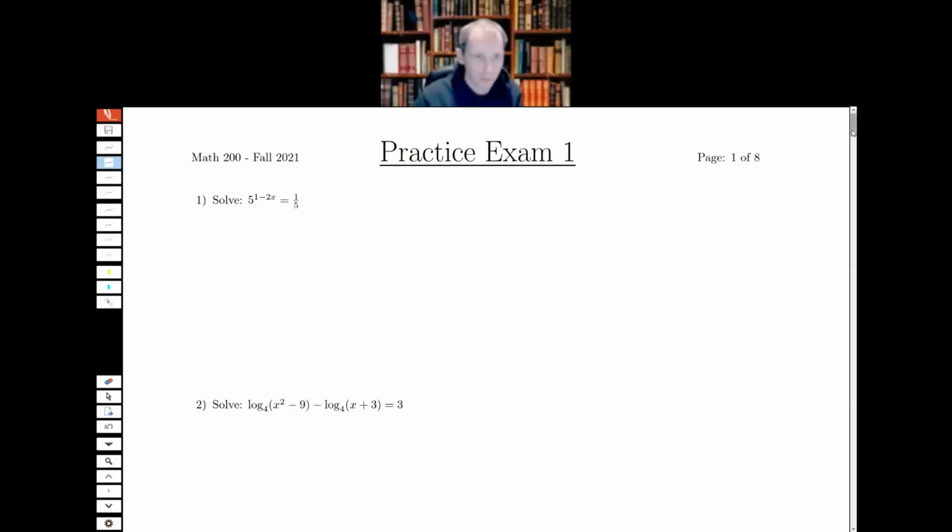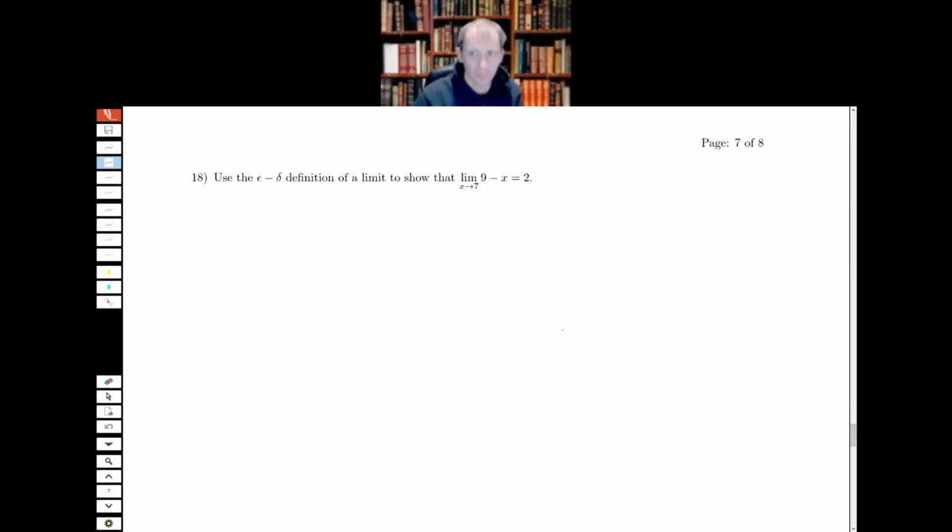All right, let's take a look at problem 18. Okay, use the epsilon delta definition of a limit to show that the limit as x approaches 7 of the function 9 minus x is equal to 2. What I want to do before I start solving the problem is, just as a reminder, write down the epsilon delta definition of a limit.